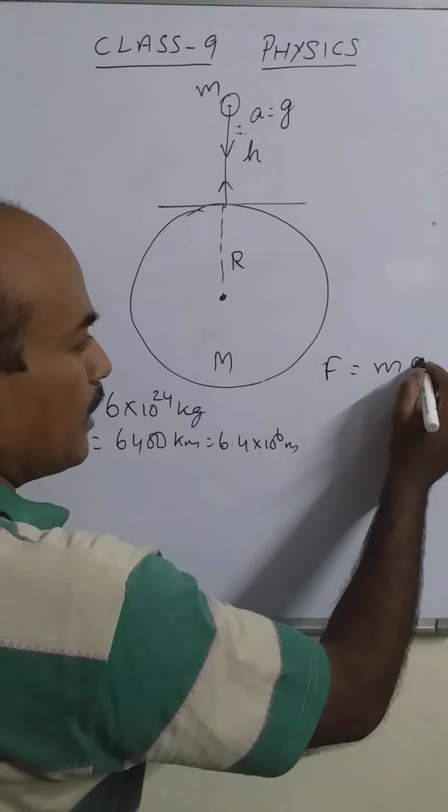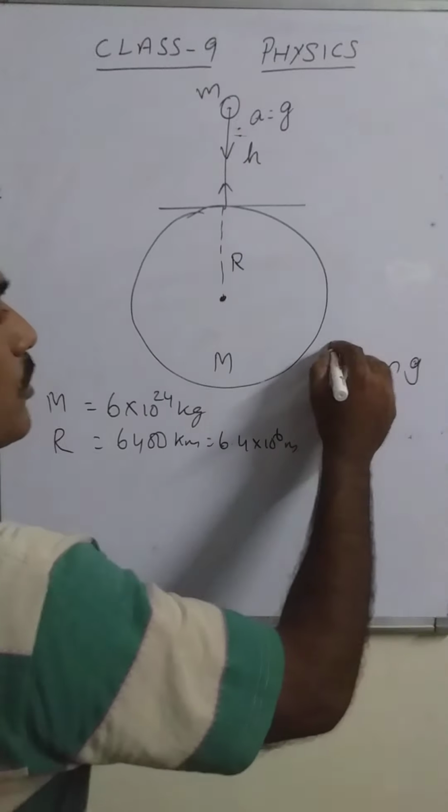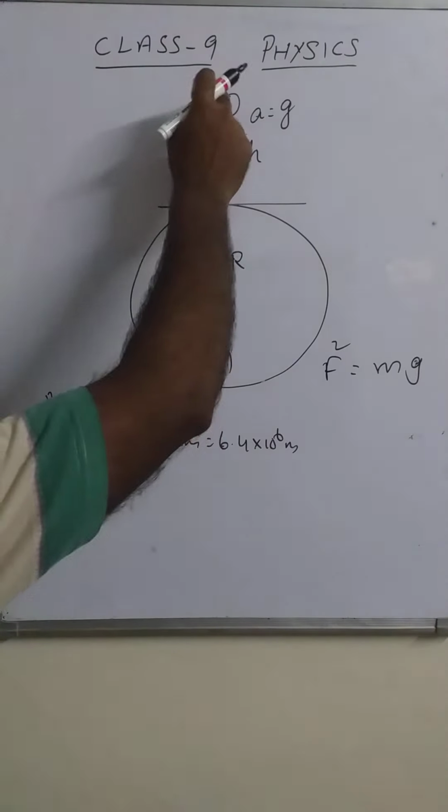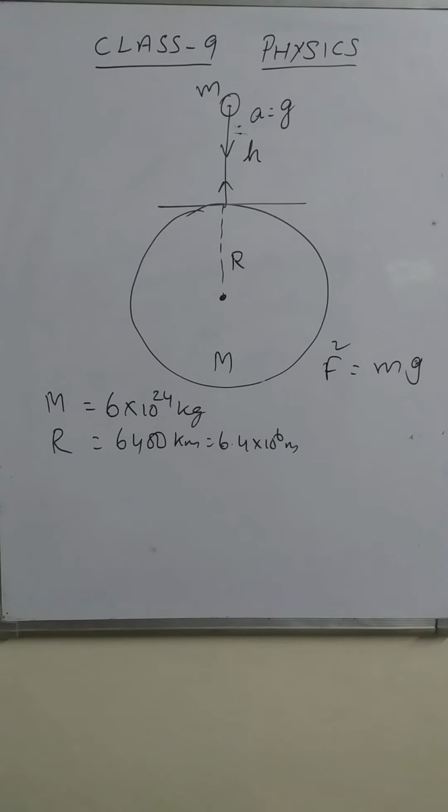And this is m into g, right? Okay. So this is the force of attraction with which the object is moving downward.